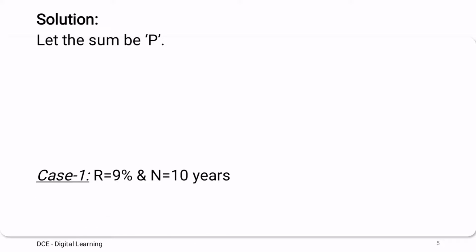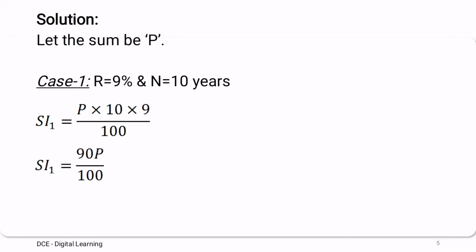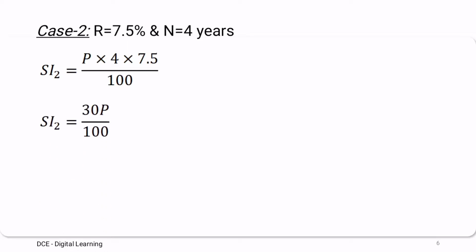So let the sum be P. Case 1 is the rate of interest 9%, N is 10 years. Simple interest equals P into N into R divided by 100. So P into 10 into 9 divided by 100, which is nothing but 10 into 9, 90, 90 into P, 90P divided by 100. So 90 divided by 100, 0.9 into P. In case 2, rate of interest is 7.5%, N is 4 years. So P into N into R, P into 4 into 7.5. So 4 into 7.5, 30 into P divided by 100. 30 divided by 100 is 0.3 into P.